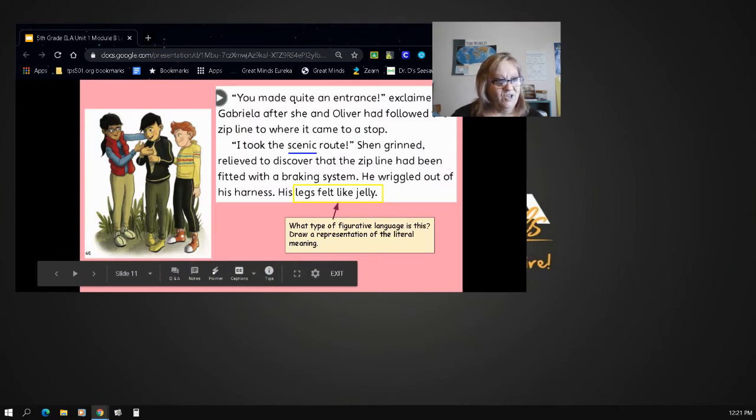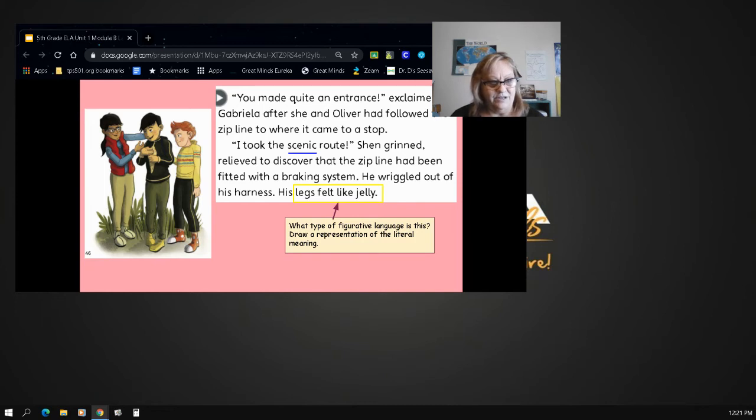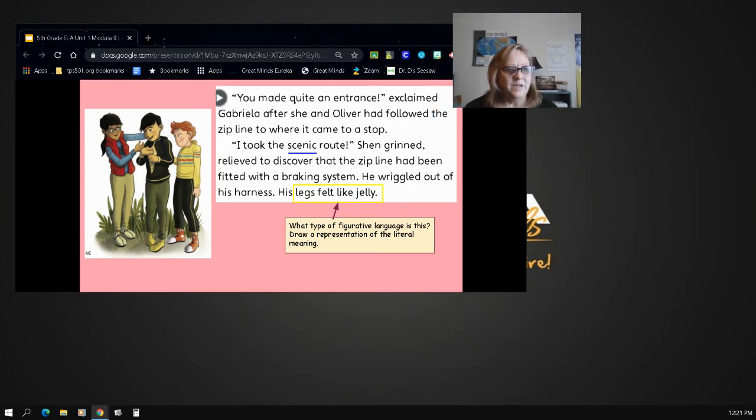"You made quite an entrance," exclaimed Gabriella after she and Oliver had followed the zip line to where it came to a stop. "I took the scenic route," Shin grinned, relieved to discover that the zip line had been fitted with a braking system. He wriggled out of his harness. His legs felt like jelly. Let's keep reading.